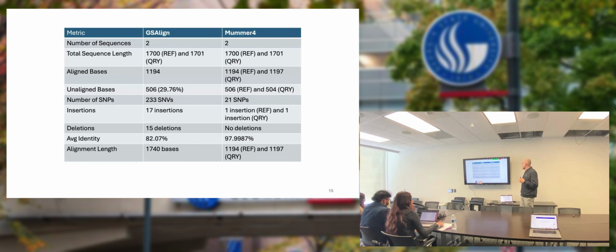So, yeah, this is what I got with these examples. The number of sequences is the same. The total sequence length is the same. Then aligned bases, Mummer shows for both query and subject, but for the queries, it's the same. Then unaligned bases, for the query, it's the same, but Mummer has also 504 for the subject. And then the number of SNPs. I got 21 SNPs from Mummer, which is exactly what I expected to get. But from the other one, I got 233, which doesn't make much sense.